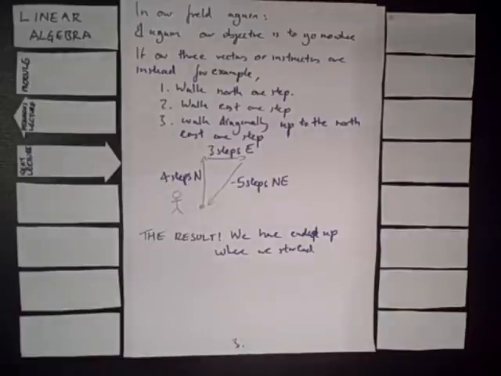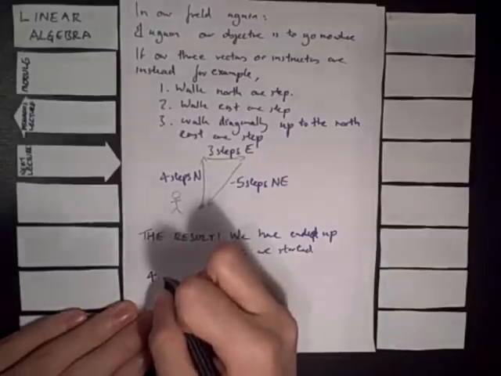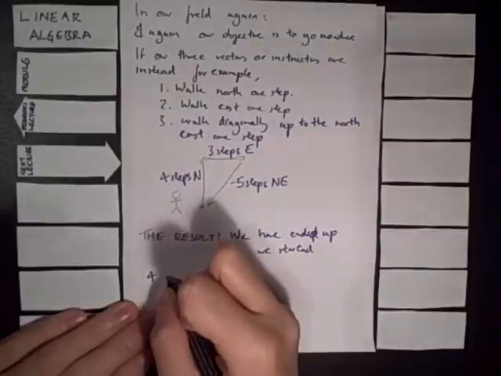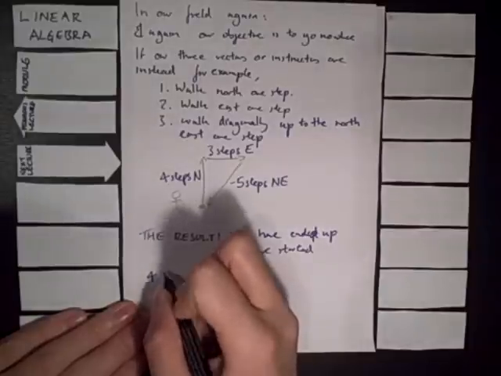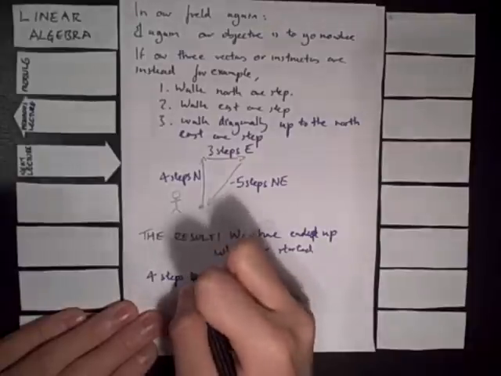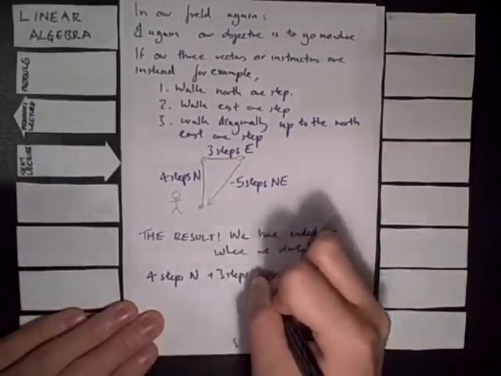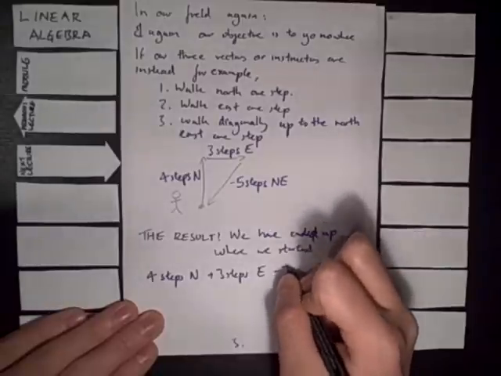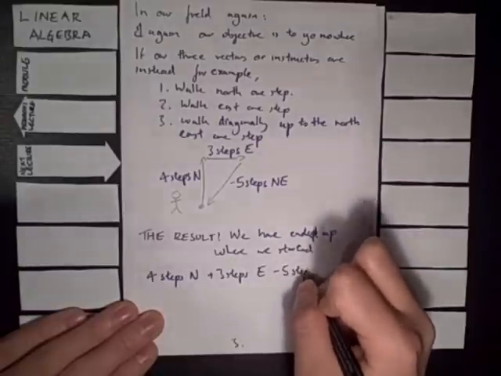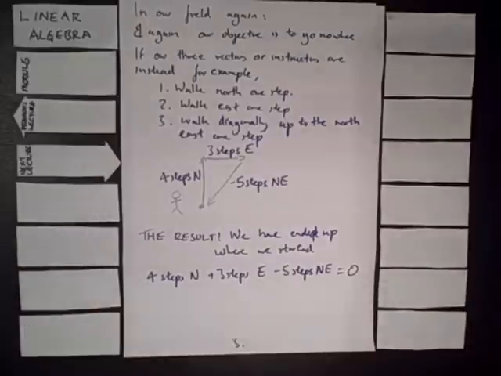Now let's think carefully about what we've done here. The first thing we did is we did 4 of the first instruction, 4 steps north, plus 3 steps east, minus 5 steps northeast, and the result is 0. We're exactly in the same place as we were before.